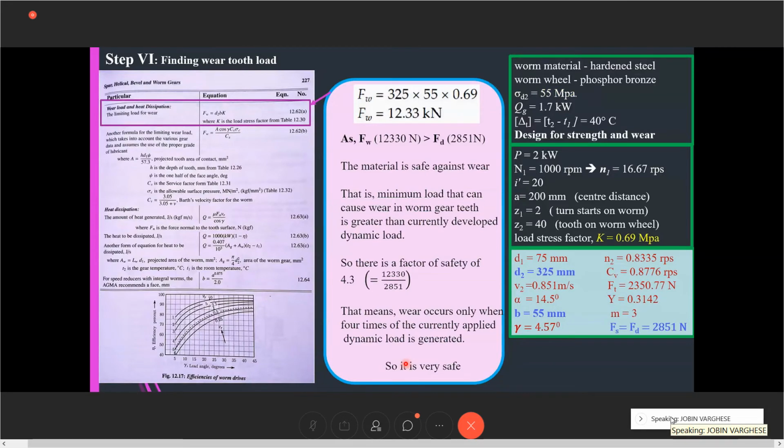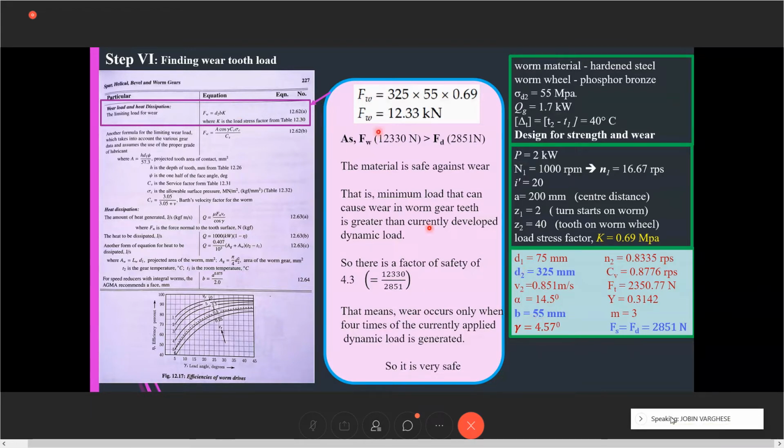Now we have to calculate the wear load. So wear load equal to D2 BK. In fact, K is a factor which is already given in the question. So as a result, we don't have to go for that one. K is already given, or else we have to find it from the table 12.30 if not given. As it is given, we are taking directly here. Then D2 is already given. We know what is B, and we know K. So from this one, we can calculate.